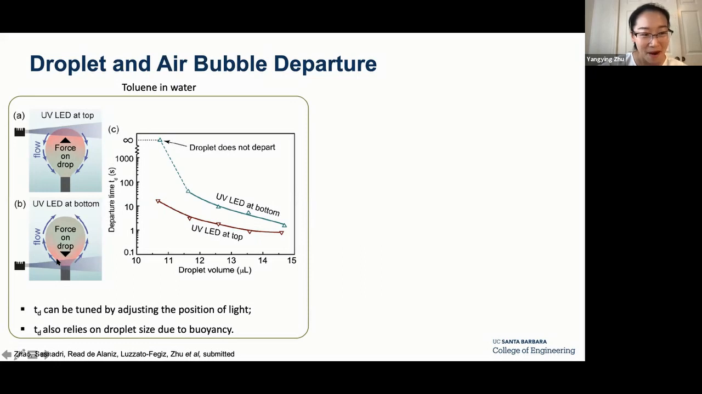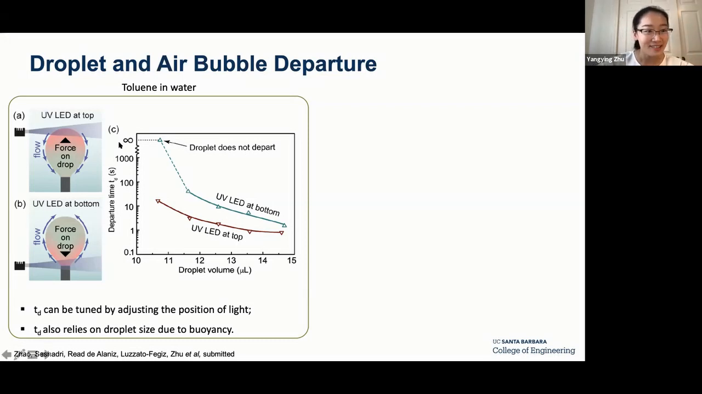But in terms of the Marangoni flow, the fluid is now traveling from the bottom to the top. That Marangoni flow helps to pin the bubble on the droplet. And so eventually the bubbles still depart, because in this situation you actually reduce the pinning force on the bottom surface. But you compare the two cases, the time required for the droplet to depart. With the UV LED on top, you can reduce the departure time by an order of magnitude.